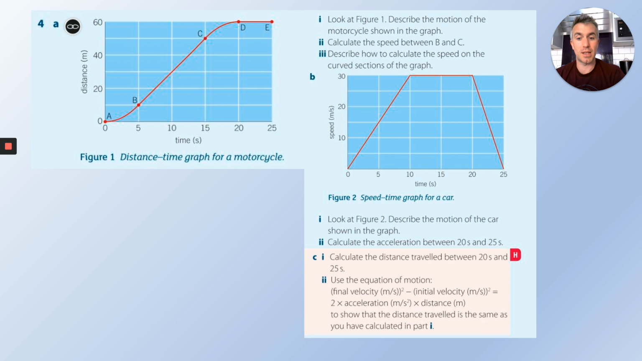Can you calculate the acceleration between 20 and 25 seconds? Remember, acceleration, change of velocity. And then calculate the distance traveled between 20 and 25 seconds. Use the equation of motion to show the distance traveled is the same as you've calculated in part A. If you're using a graph to work out how far something's gone, it's the area under the graph.